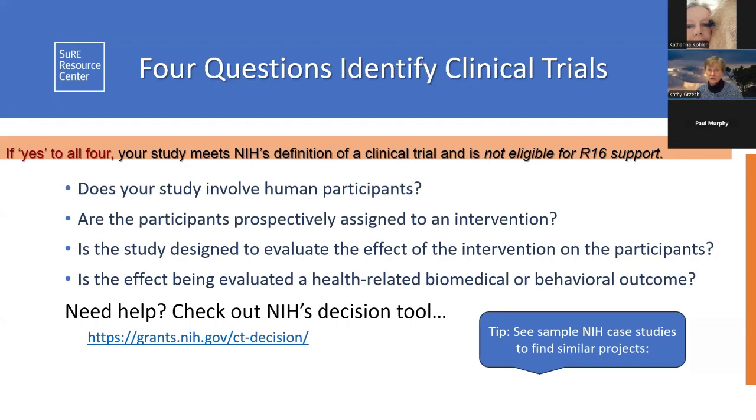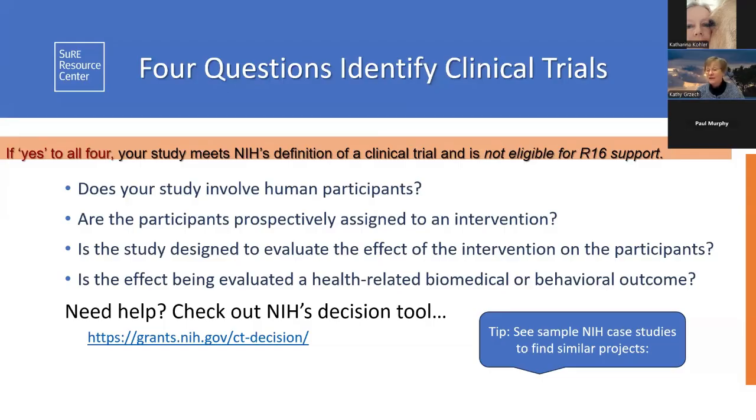So the questions are: Does your study involve human participants? Yes, you're thinking it's a human subject study. Are the participants prospectively assigned to an intervention? Is the study designed to evaluate the effect of the intervention on the participants? Is the effect being evaluated a health-related biomedical or behavioral outcome? If you go through these questions and you answer yes to all 4, then your study meets NIH's definition of a clinical trial, and it would not be eligible for R16 support.